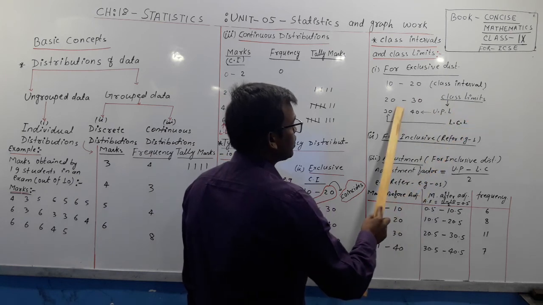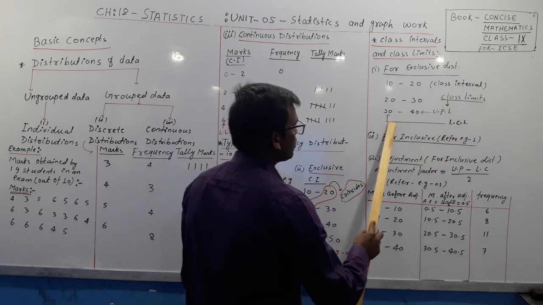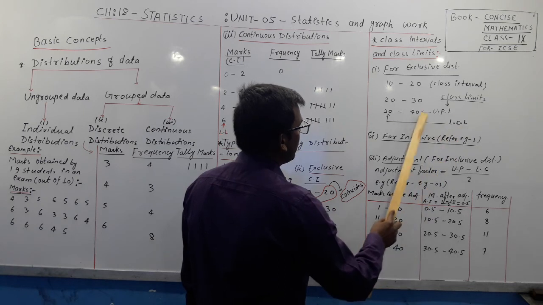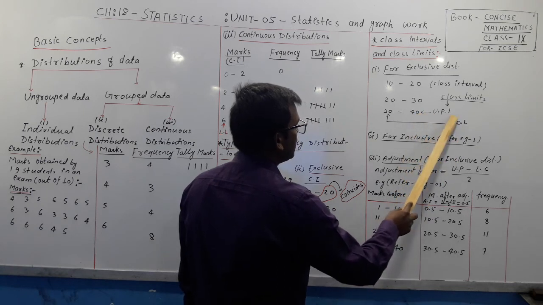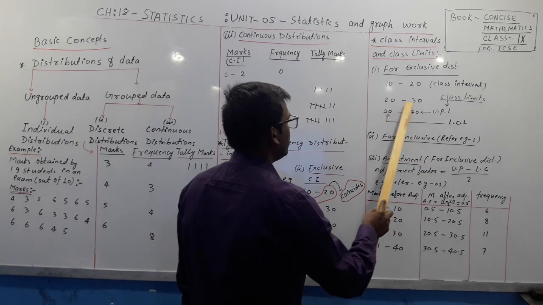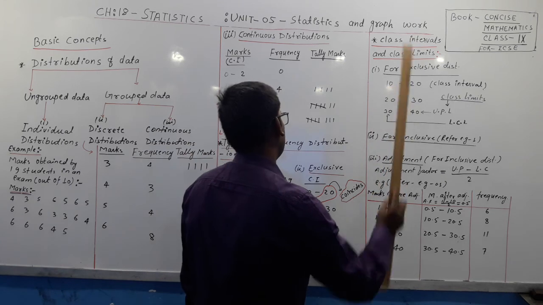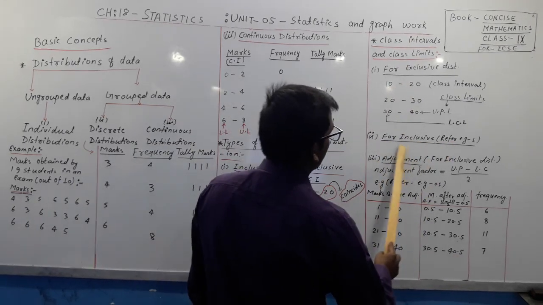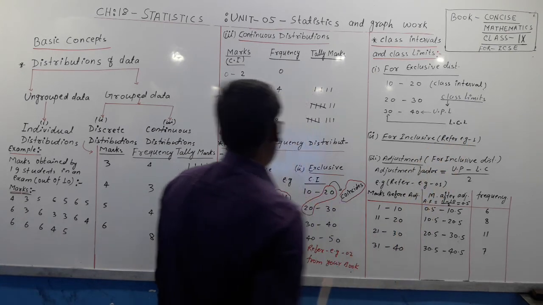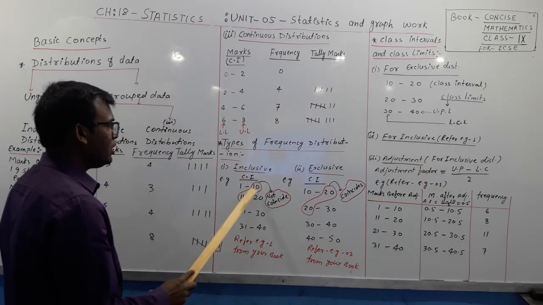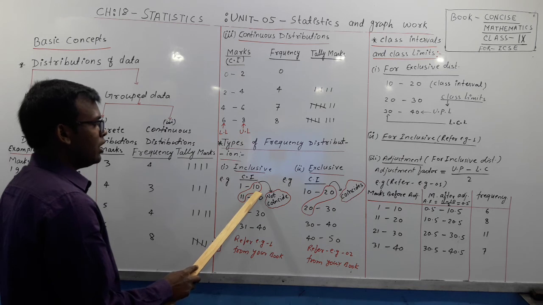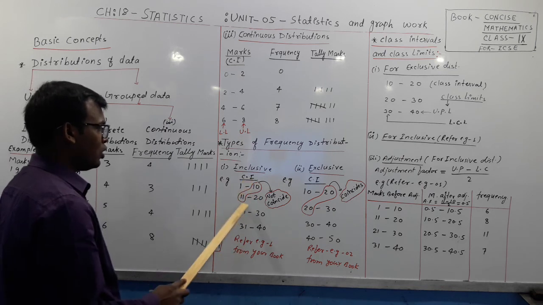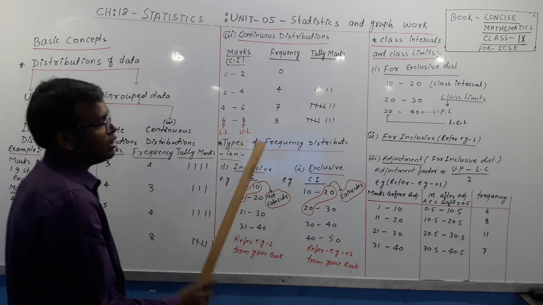There are two types of class limit. This part is called the lower class limit and this part is called the upper class limit. Similarly, lower limit, upper limit, lower limit, upper limit. Is it clear? And for inclusive, refer to example number 1. Same thing: this is the lower limit, this is the upper limit, and this is the class interval.